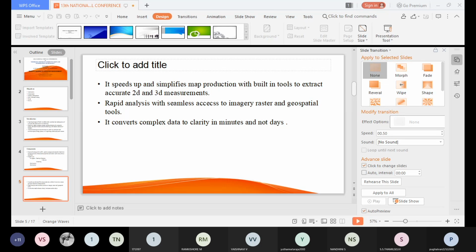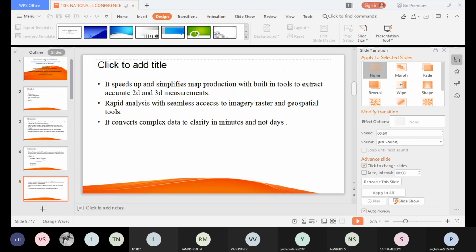So this remote sensing technology speeds up and simplifies the map production with built-in tools to extract accurate 2D and 3D measurements. So using tools like QGIS, ArcGIS, we can create a map.